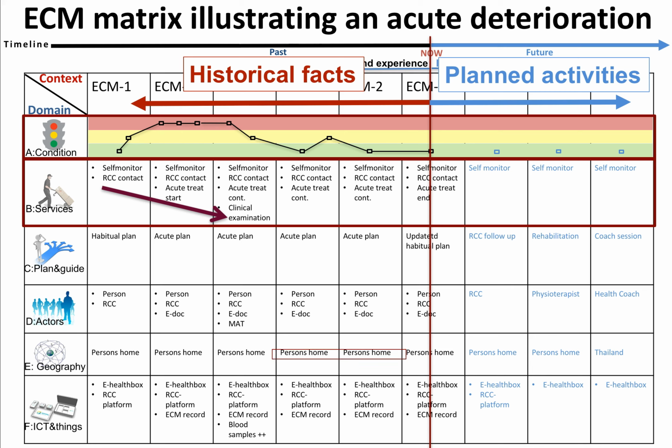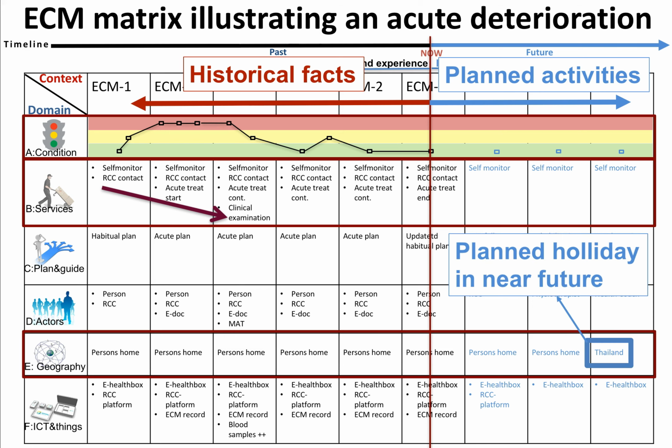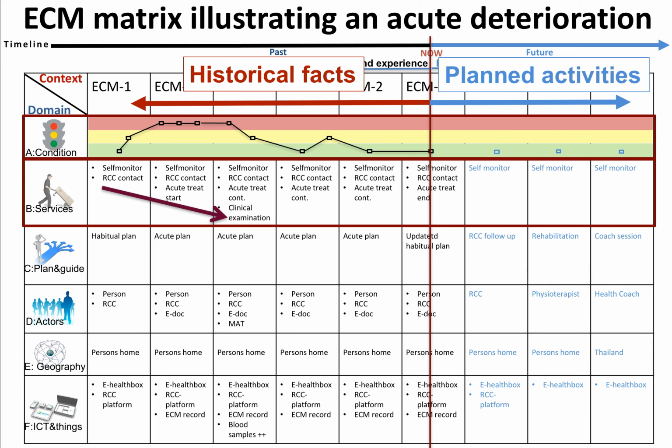Then there's the ECM domain E, geography. We can see that Eve has been at home during the entire process. We can further see that Eve has planned to go to Thailand, where it'll be possible also to treat her if she were to get a new acute deterioration, but only up to the ECM2 context, which is pure virtual treatment. Finally, the ECM domain F shows which systems, remedies and medications have been used.